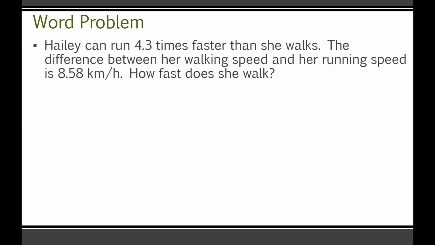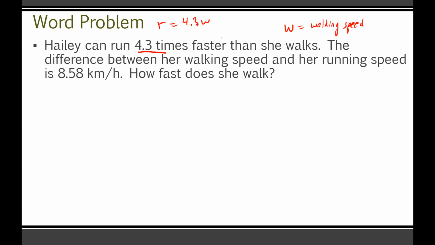Okay, so I'm going to go over this one now. I'm going to start with this very first piece here. Her running speed is 4.3 times faster than her walking speed. So why don't we say that W represents Haley's walking speed? Then Haley's running speed, which I'll call R, is equal to 4.3 W. Now, the difference between her walking speed and her running speed is 8.58 kilometers per hour.